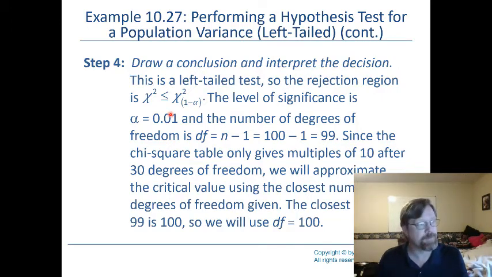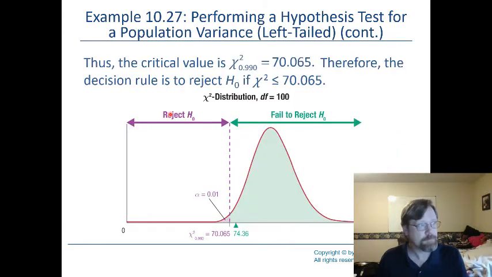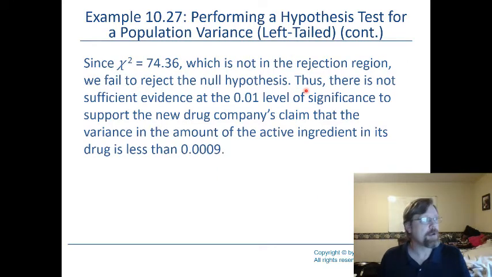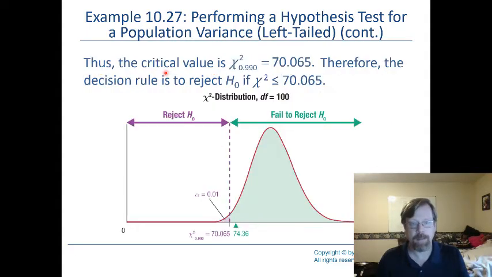And so we have 70.065 as the critical value. We should be rejecting the null hypothesis if the chi-squared is less than or equal to the critical value. Our chi-squared was 74, which is not in the rejection region, so we fail to reject the null hypothesis. It helps to look at it down here.